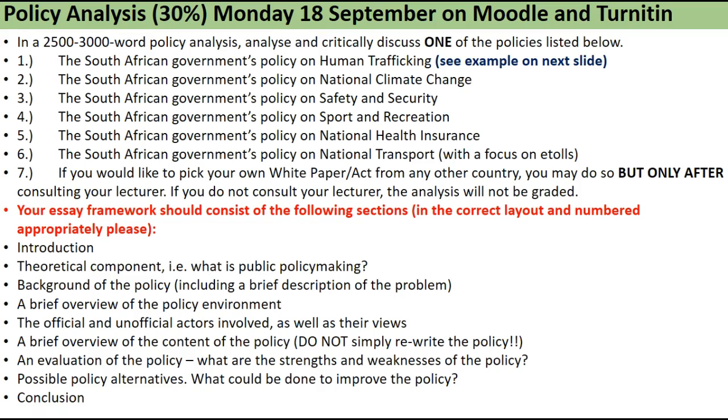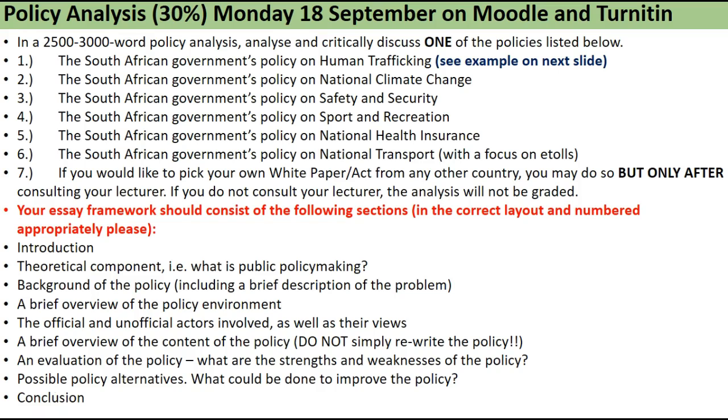I have to make sure that you've picked a white paper or an act and not a green paper or a bill, because we're looking at actual policy here. We're not looking at policy in process. In other words, we're not looking at bills or green papers yet. We're looking at actual white papers, acts that are signed into law.